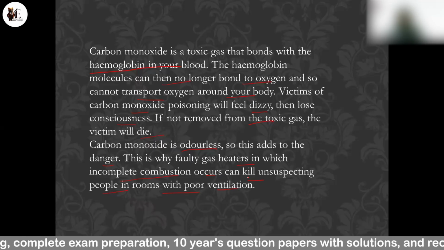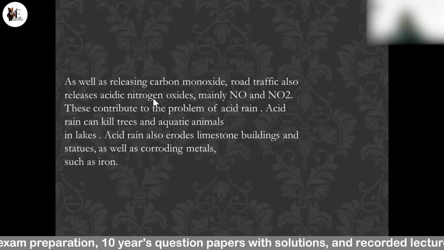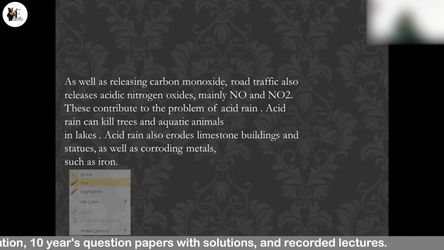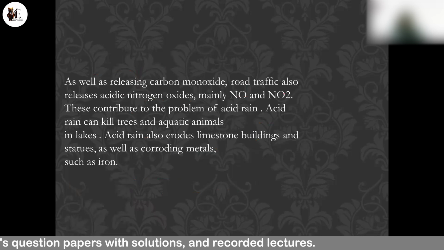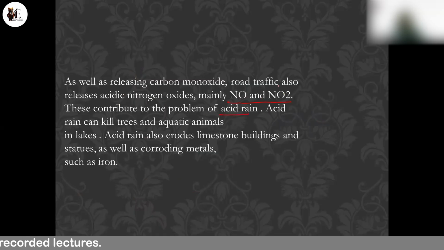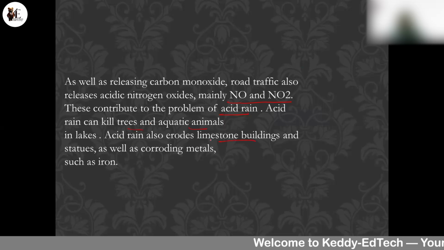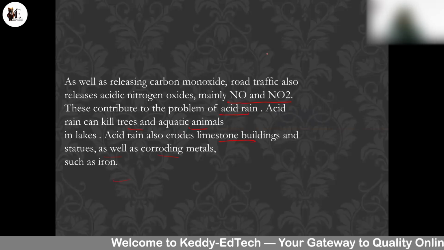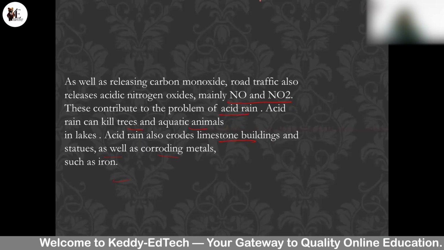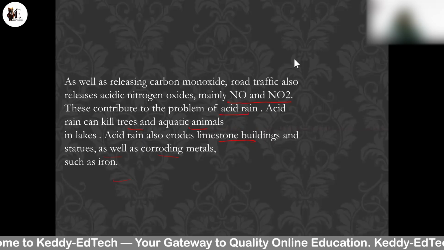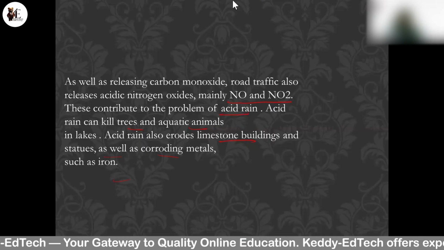As well as releasing carbon monoxide, road traffic also releases acidic nitrogen oxides, mainly NO and NO2. These contribute to the problem of acid rain. We have read this in the chapter on nitrogen and sulfur. Acid rain can kill trees and aquatic animals. Acid rain also erodes limestone buildings and statues, as well as corroding metals such as iron. So this is about the harmful effects of these gases: carbon monoxide, NO and NO2.